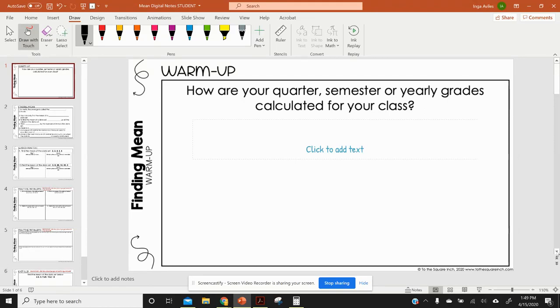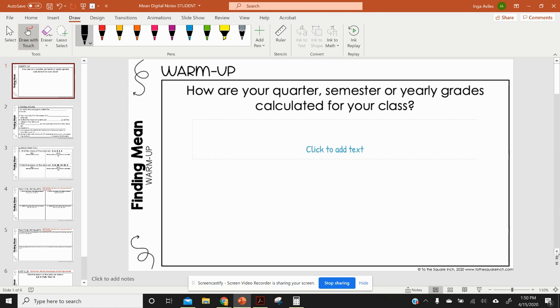Hi guys, this week we're going to focus on finding the mean of a set of data. Last week we focused on how to use that data to create a dot plot, where we just took the pieces and put either a dot or an X over the number on the number line that matches it. Well, this week we're going to take those same types of numbers, but we are going to find the mean.